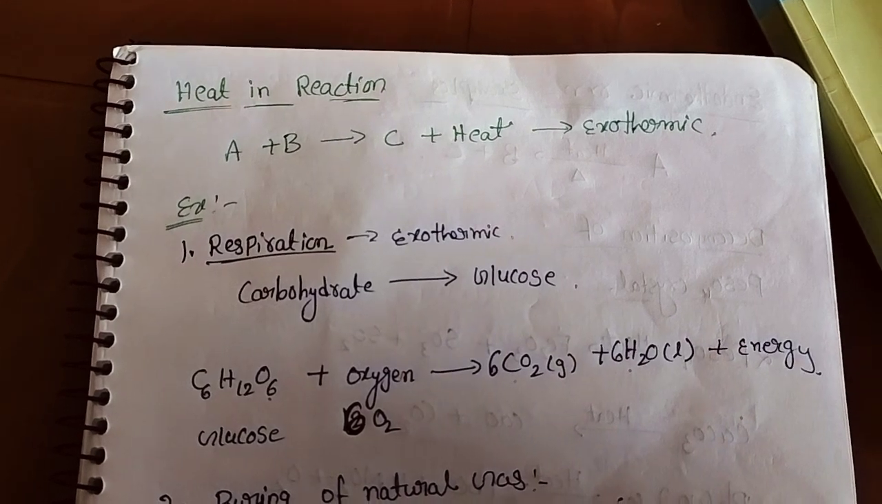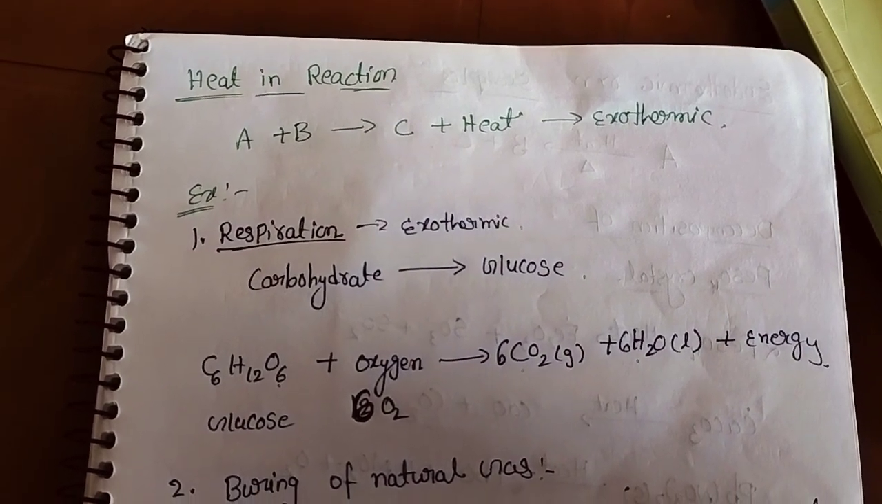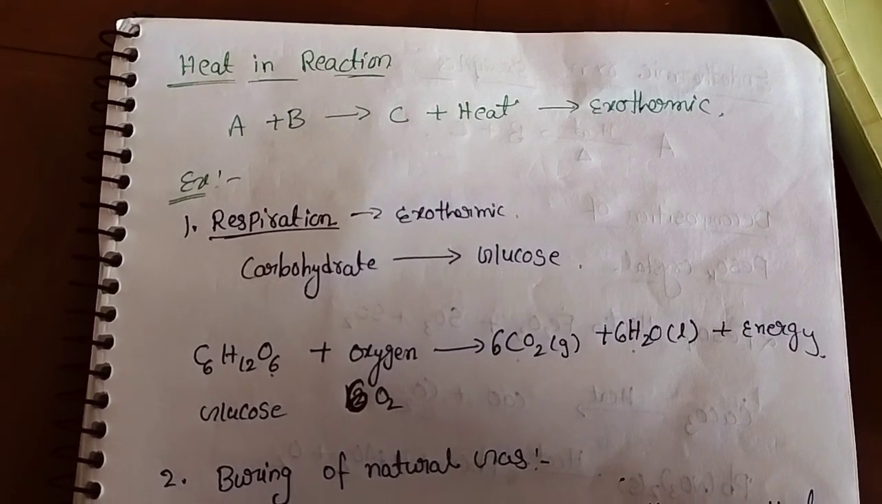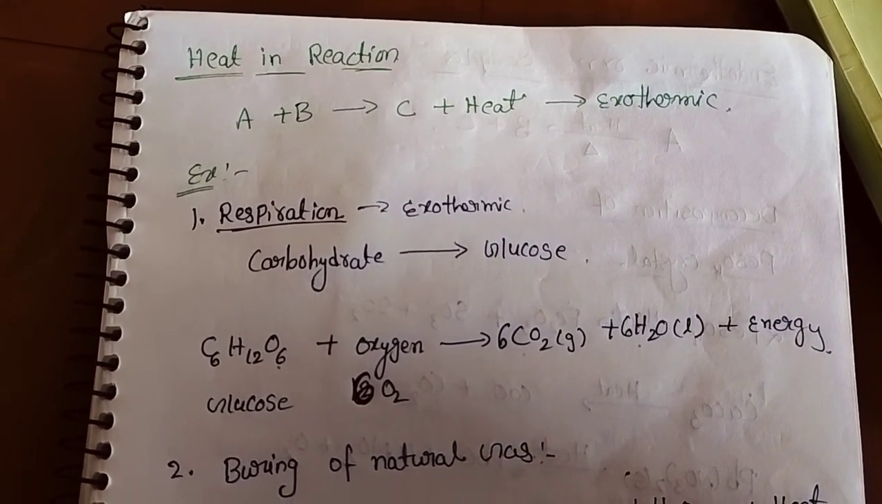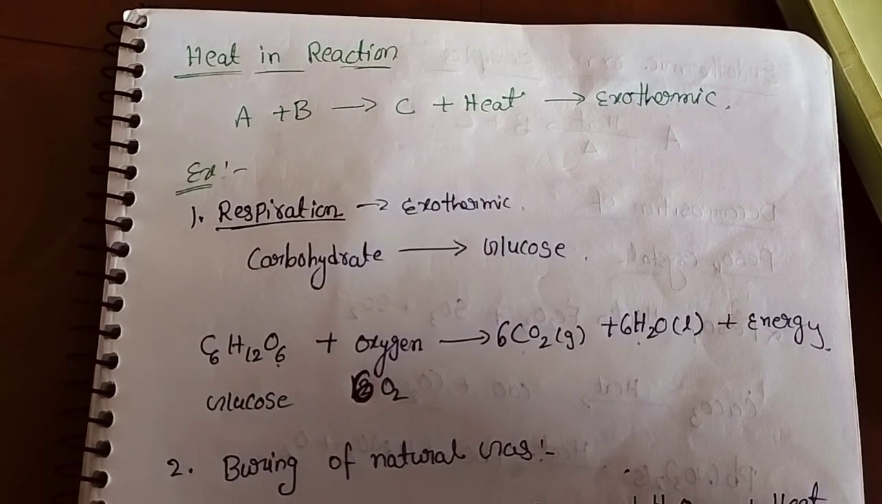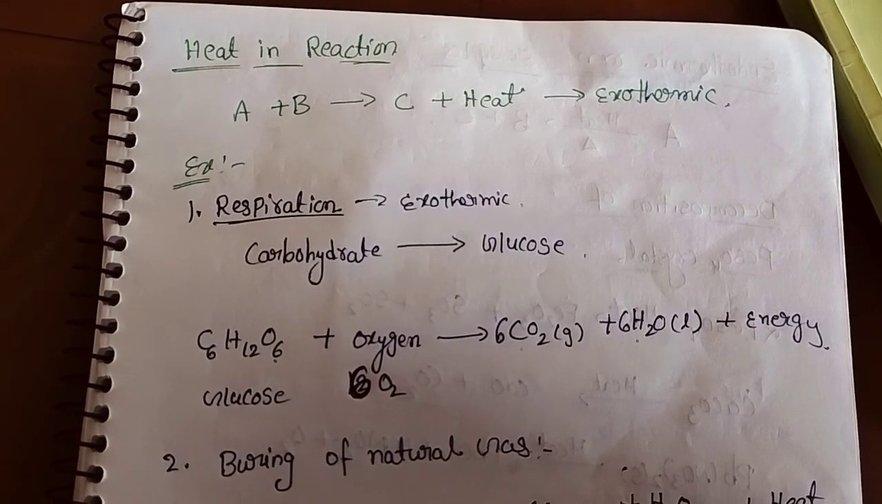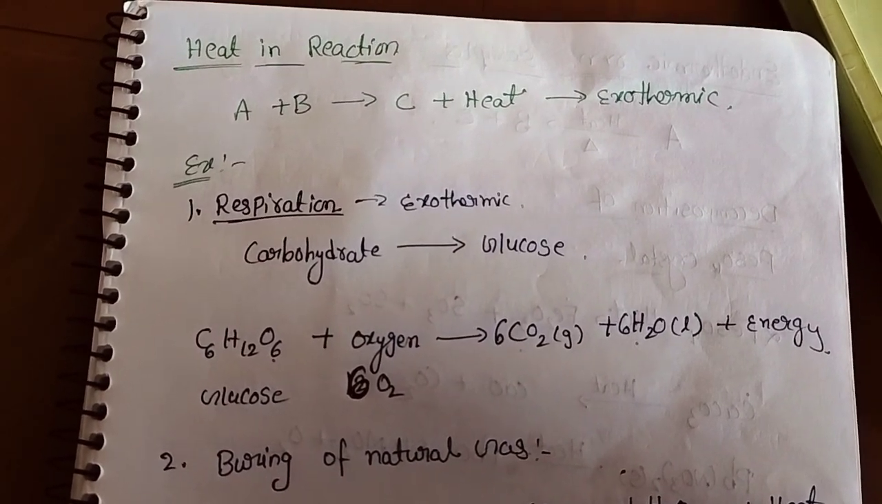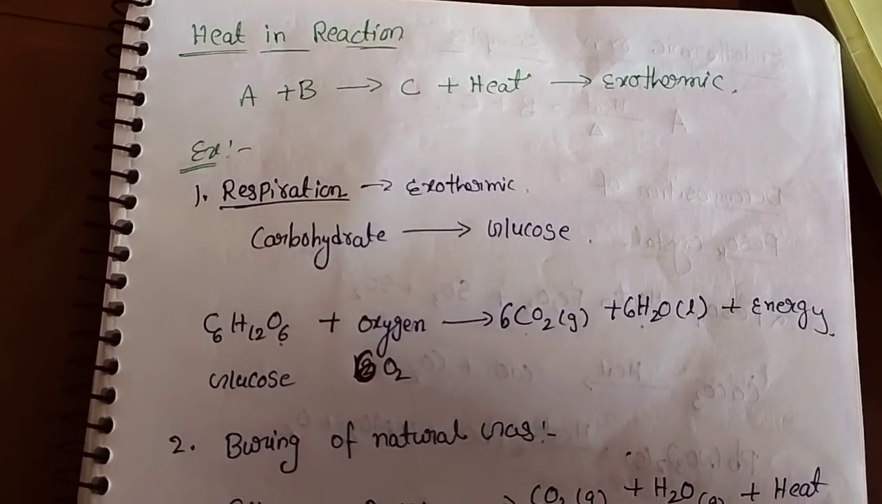The basic formula we should remember, which is in exothermic reactions, A plus B. This A plus B is the reactants. This combines to form the C, which is product along with the heat. We should write the plus heat in case of exothermic reactions.